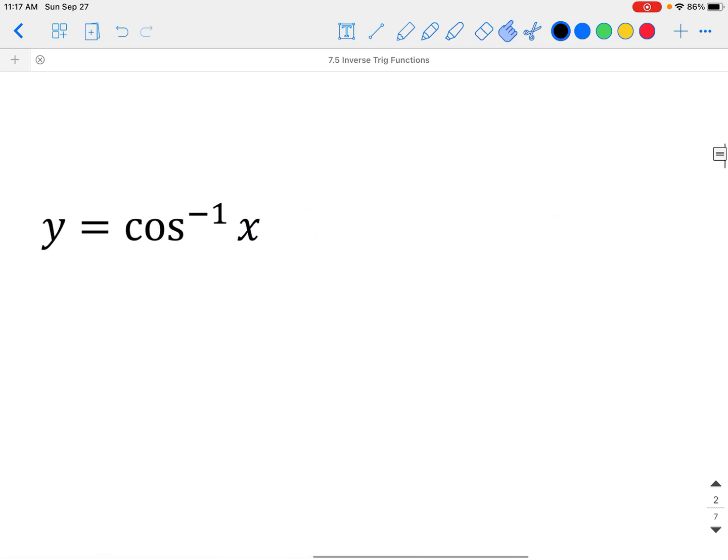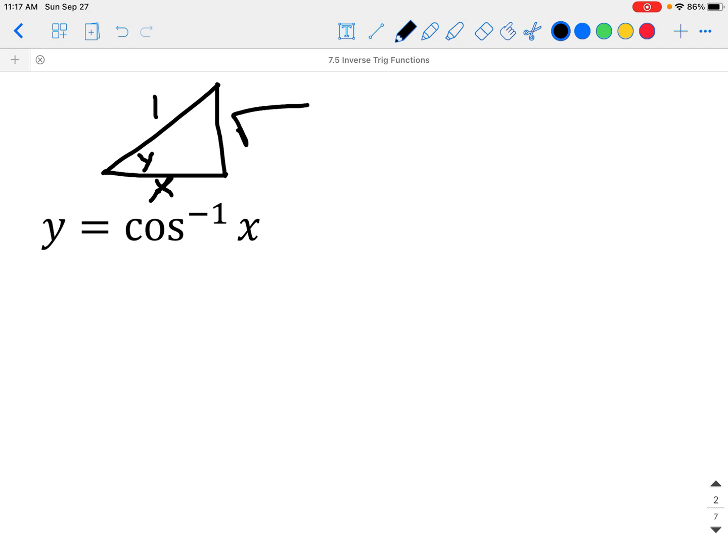Okay, so we'll do the same thing for cosine. So again, we're going to have a right triangle relationship. Now it's going to be x is the adjacent side, and just call it y. So we'll get rad 1 minus x squared. And again, we'll use the inverse property. So cosine of y is equal to x.